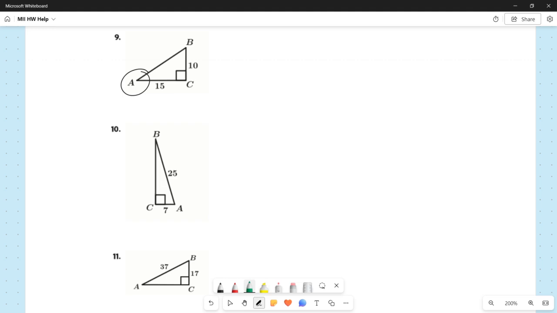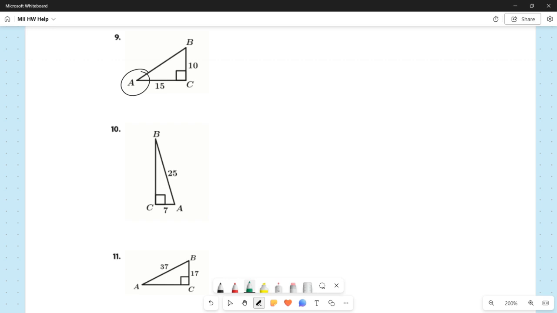In order to do this problem, I really don't want to do extra work, which means I don't want to have to find my third side unless I absolutely have to. So in this case, we know both of our legs. We don't know the hypotenuse.